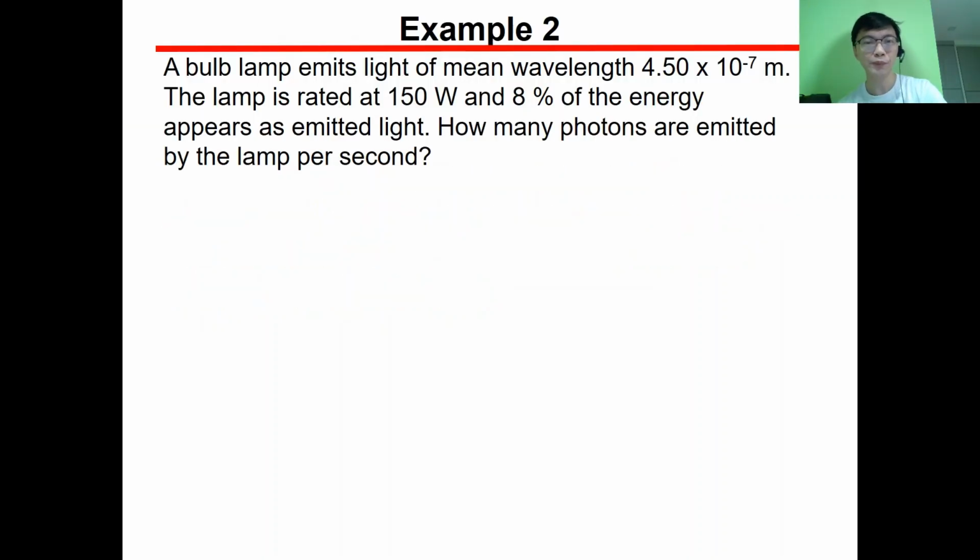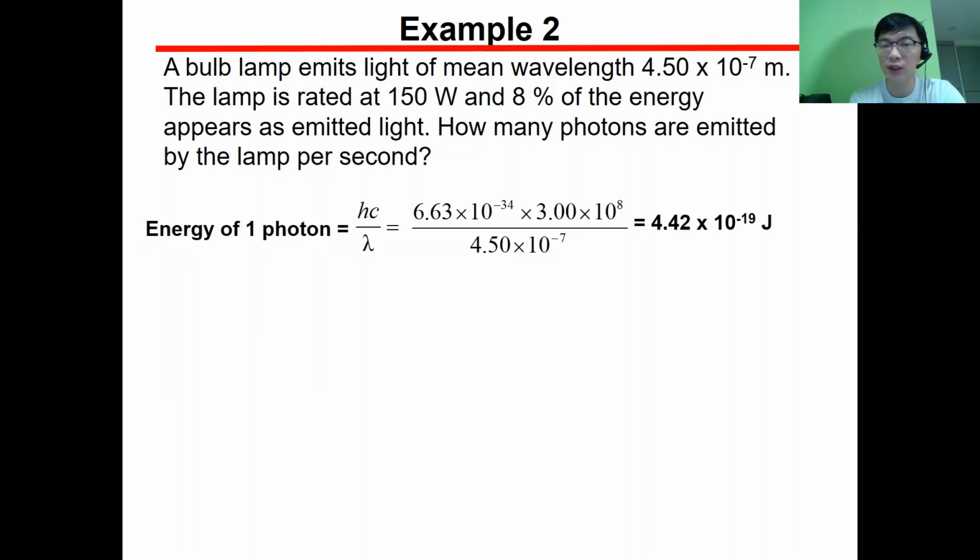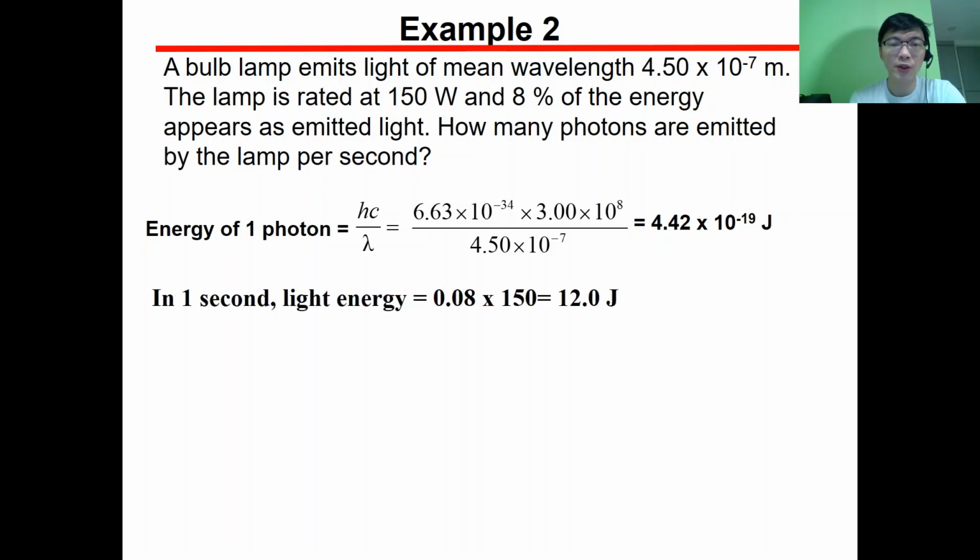Okay, so let's look at it. A light bulb emits light of mean wavelength 4.50 times 10 to the power of minus 7 meters. The lamp is rated as 150 watts, and 8% of the energy appears as emitted light. How many photons are emitted by the lamp per second? The energy of 1 photon, using hc over lambda, you get this value. Nothing new, just practice. So in 1 second, how much energy is produced by the lamp?